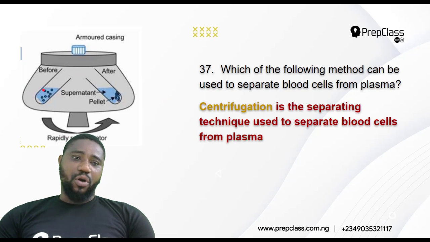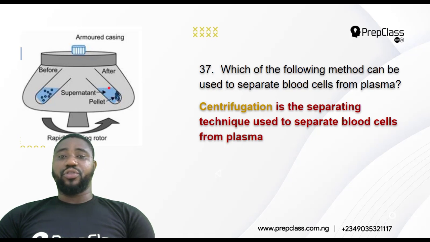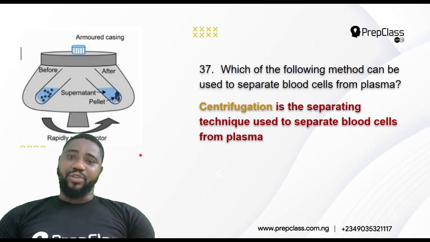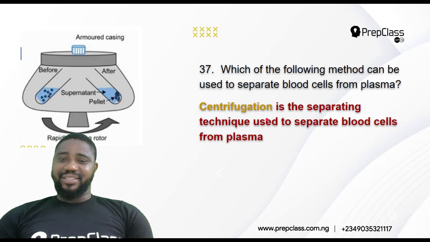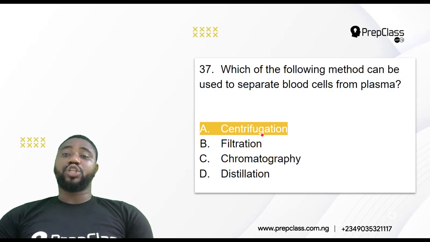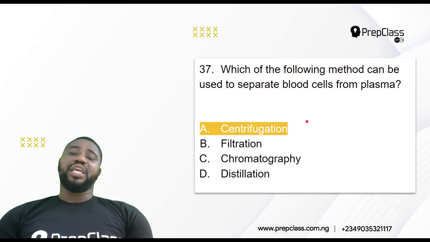So you can see here, before, a mixture of the blood cells and plasma scattered around. After spinning, what happened? It now forces the blood cells to go down the test tube while the plasma flows up. So they can easily remove the plasma and use the blood cells to do whatever they want to do. So the correct answer there is centrifugation. Centrifugation is used to separate blood cells from blood plasma, and I've explained how it is done.